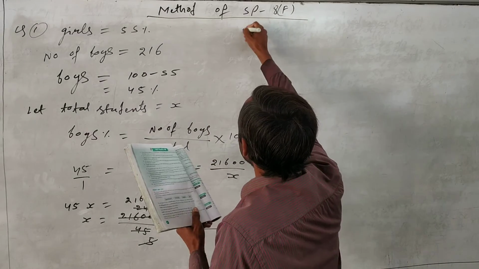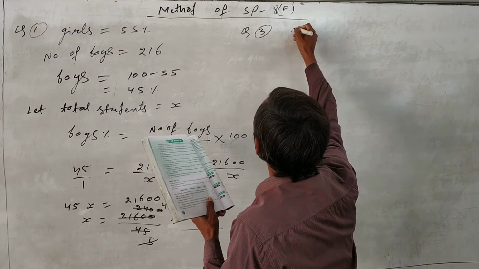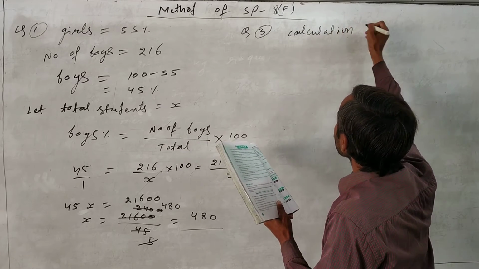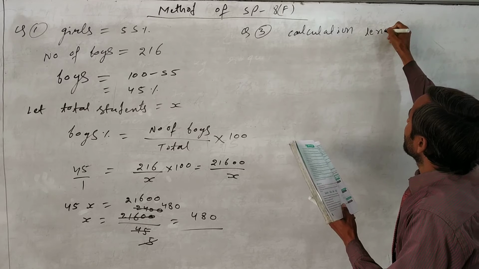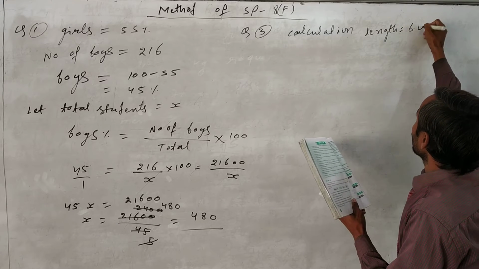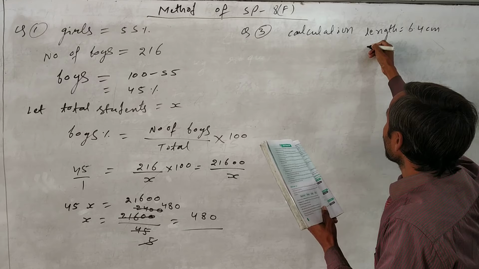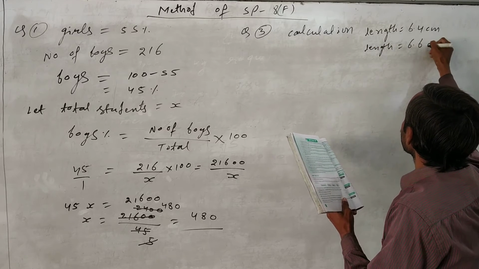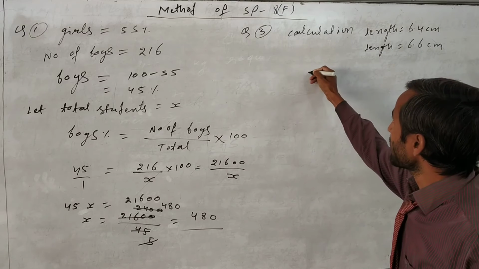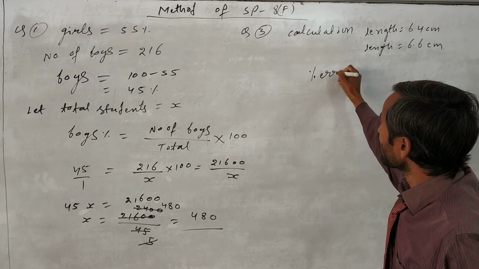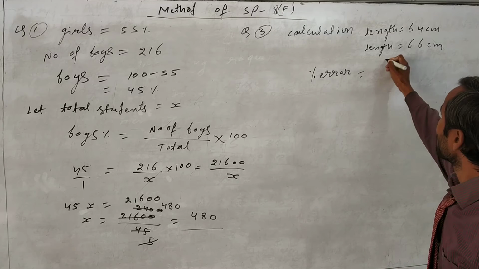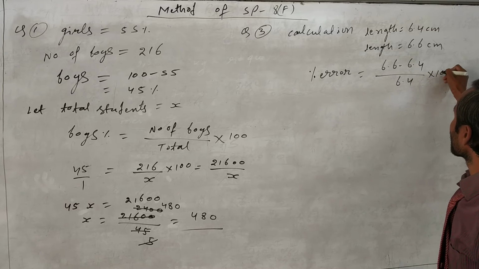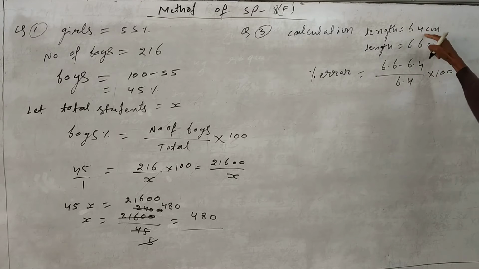So first of all, in question 3, according to calculation the length is equal to 6.4 centimeters, but according to measurement the length is equal to 6.6 centimeters. Okay. So how much difference is coming here? So we will find the percentage error here. Percentage error is equal to 6.6 minus 6.4 upon 6.4 into 100. So we will find the percentage with respect to the calculation only.